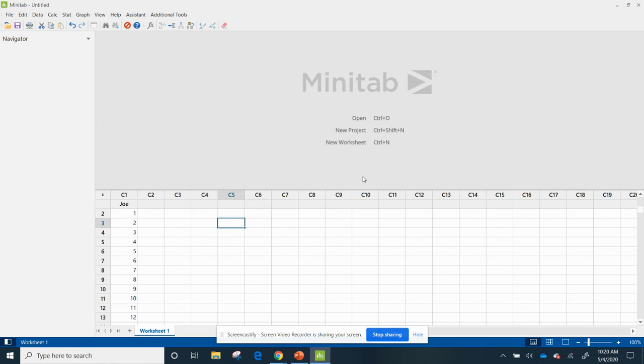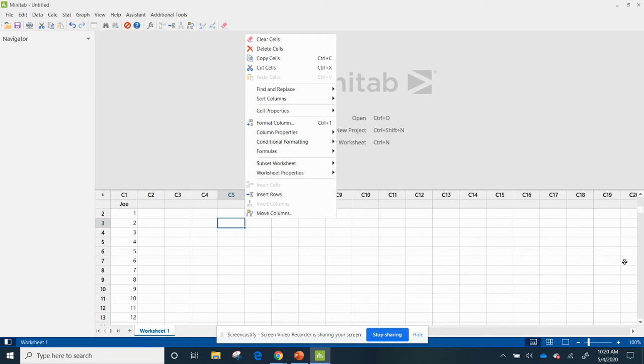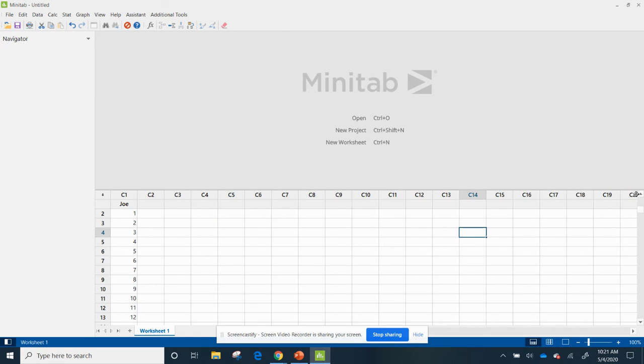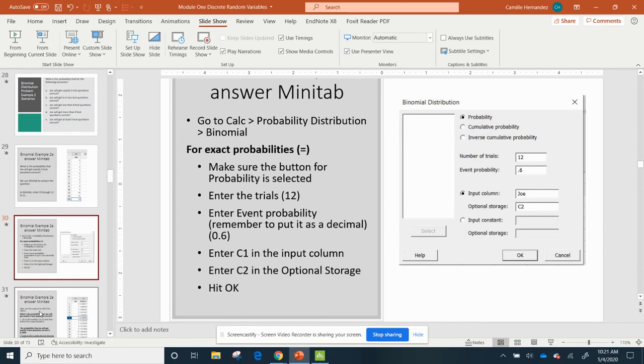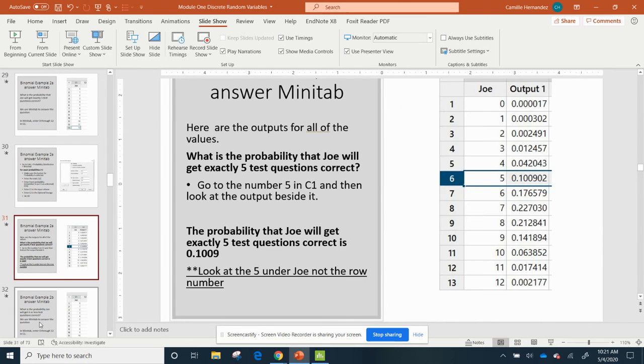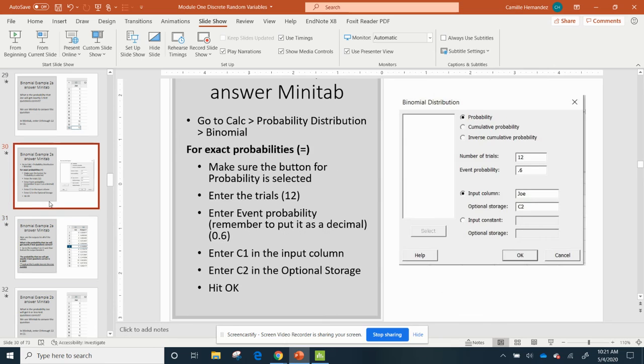Okay, so I'm going to make this bigger. Okay, well, it won't do it today. But remember, I went all the way to 0. I went 0 to 12. When you're looking at the answers too, don't look at the row numbers, look at the numbers for Joe. It's really important. Okay, so again, my scenario was exactly 5 questions. And again, if you get confused, look what I have here. I have the directions on how to do it, okay? So that should help you.